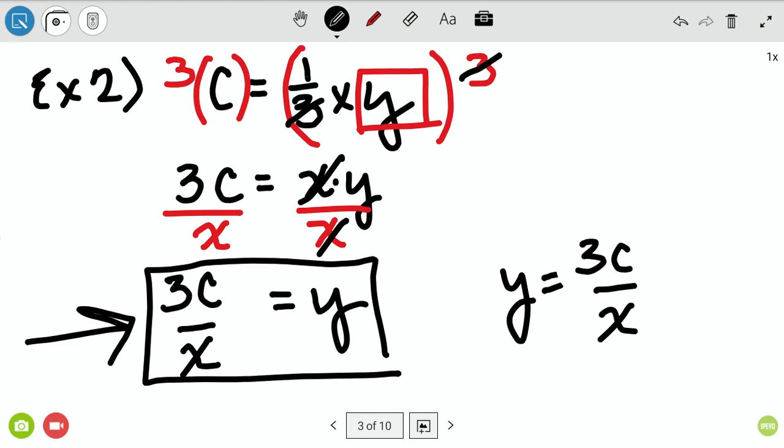So if you have a fraction, multiply by that denominator to get that fraction off of there. Like your very first one on your homework is like that. All right.